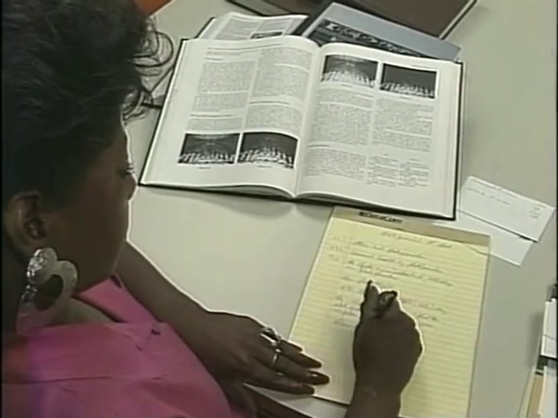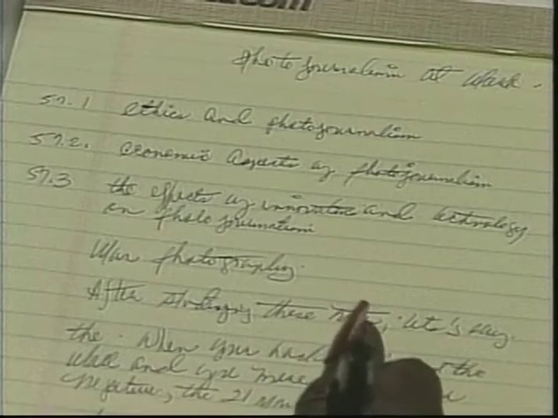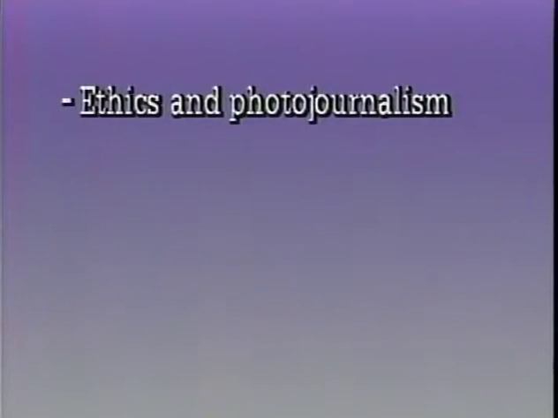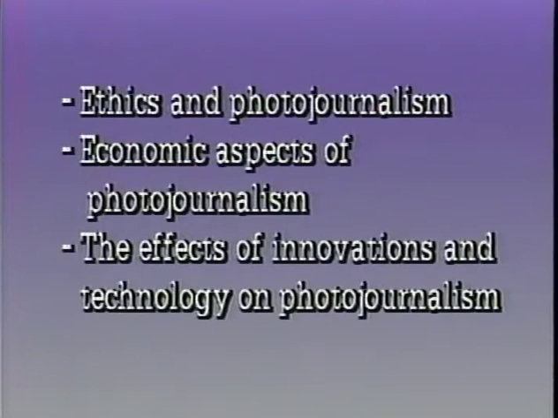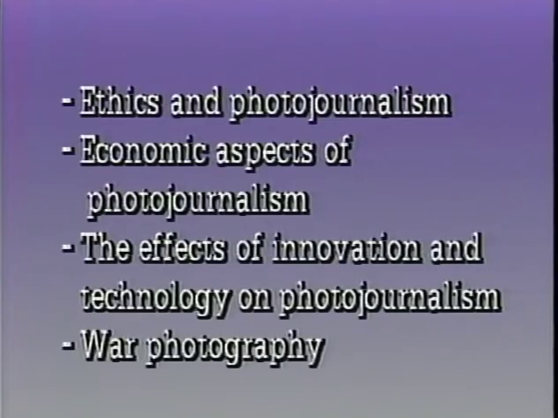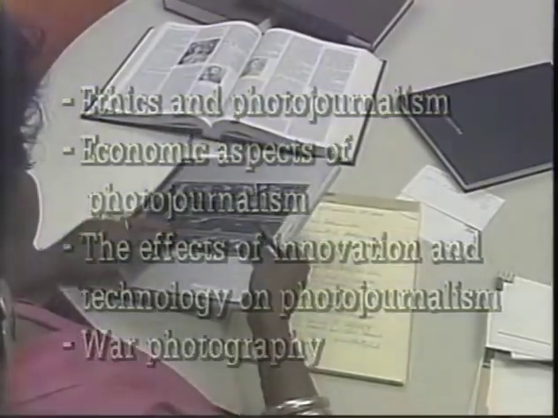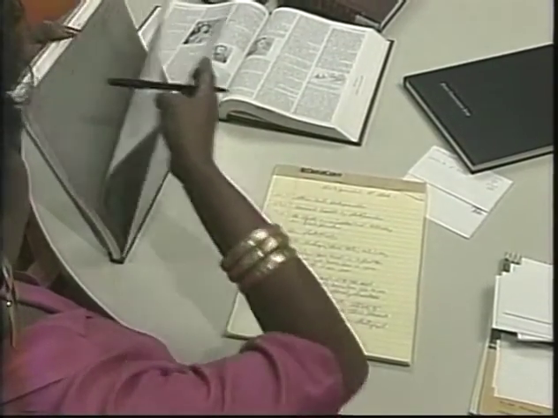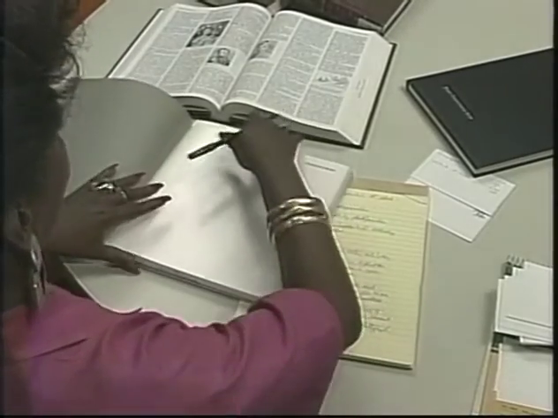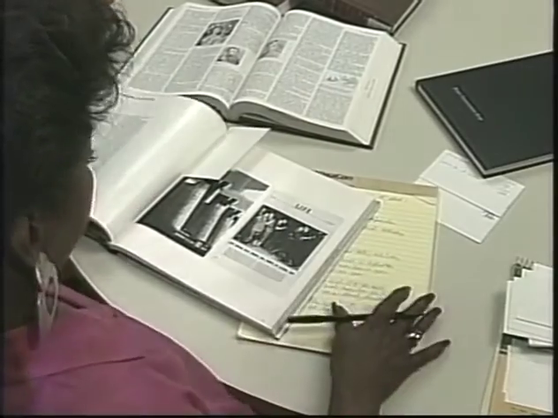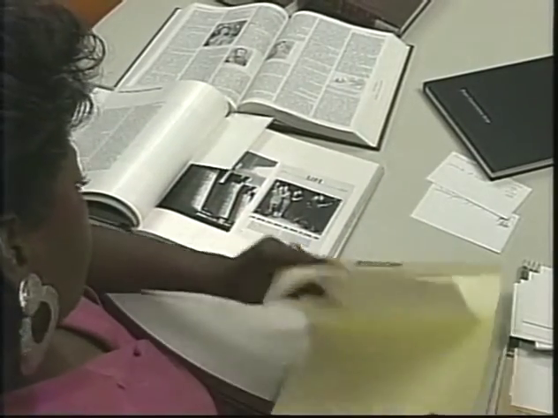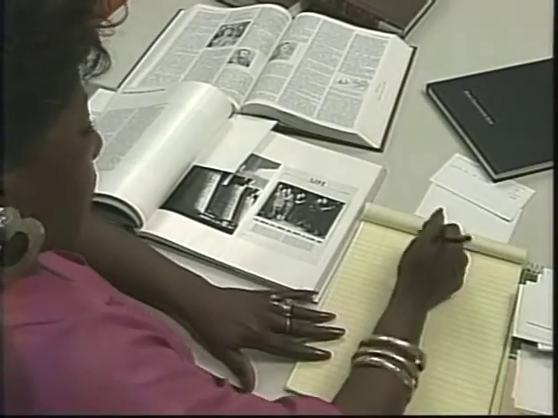When you have finished reading, you might have the following list: ethics in photojournalism, economic aspects of photojournalism, the effects of innovations and technology on photojournalism, war photography. After studying these notes, let's say the two areas that interest you most are ethics in photojournalism and war photography. Your first attempt at writing a thesis that combines these two ideas could sound like this.